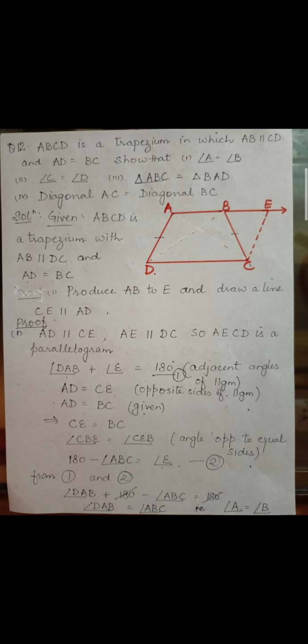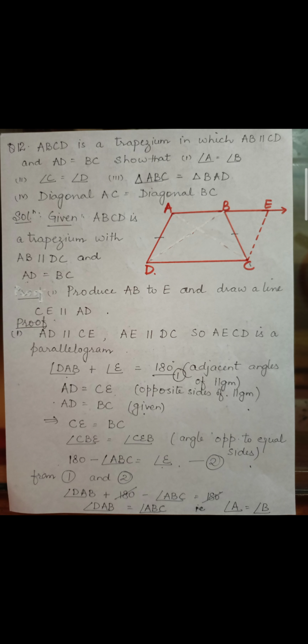Now children, we have question number 12. ABCD is a trapezium in which AB parallel to CD and AD is equal to BC. Means trapezium, here the non-parallel sides AD and BC are equal. We have to show angle A of the trapezium is equal to angle B of the trapezium. So angle A is equal to angle B, angle C is equal to angle D, and third part we have to prove triangle ABC congruent to triangle BAD. Then fourth we have to prove diagonal AC equals diagonal BD.